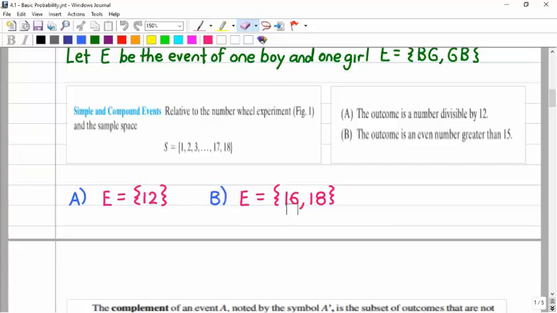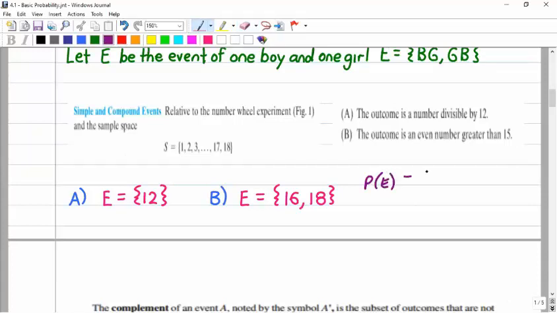So that means there were 2 elements in this event of even numbers greater than 15. Now I'll write this here, so you can see it. Probability of E would be 2 out of 18, which mathematically is correct. I guess we should be polite and reduce the fraction, but there's nothing mathematically wrong with the answer 2 out of 18.